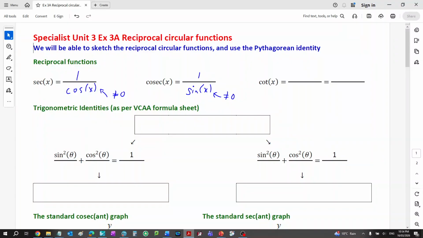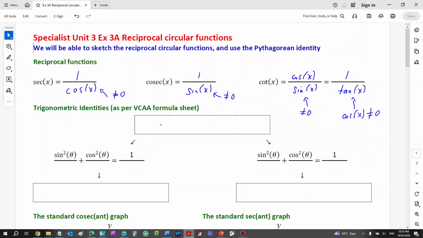Over here, we're going to look at cotan, or cotangent. Because we know that tan is sine over cos, we're going to write cotan as cos x over sine x. And here, we're going to say that sine x cannot be equal to 0. Alternatively, we know that sine x over cos x is tan x, so cos x over sin x we can write as 1 over tan x. Now, considering the denominator here, tan x, that's sine over cos, we can't divide by 0, so here cos x cannot be 0. And so there's our sec, cosec, cotan.